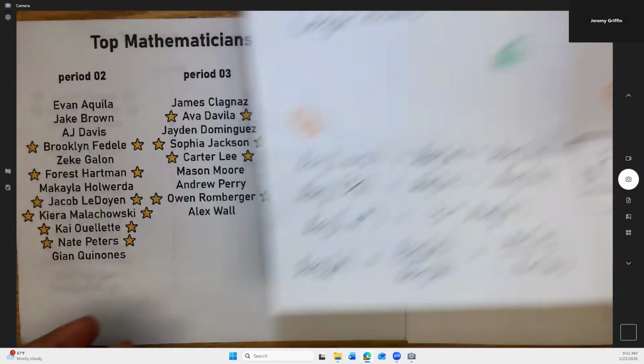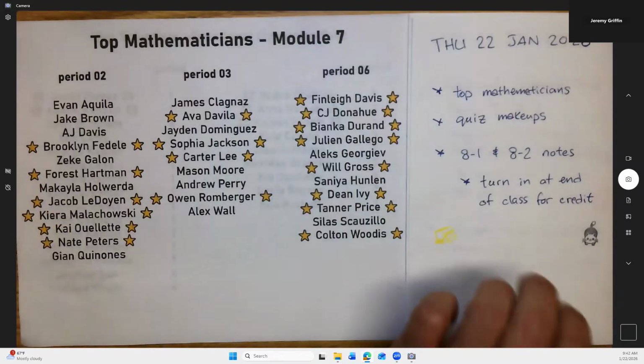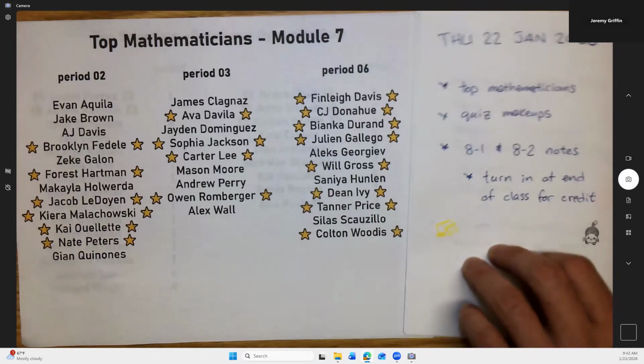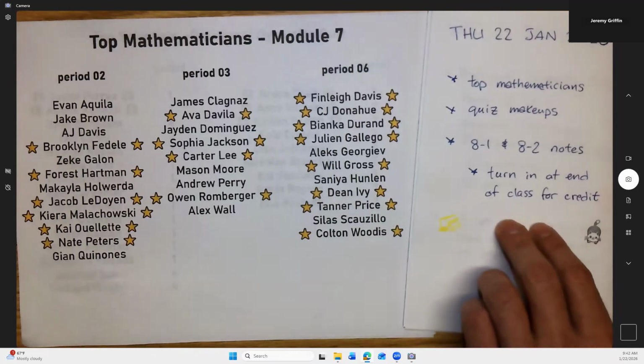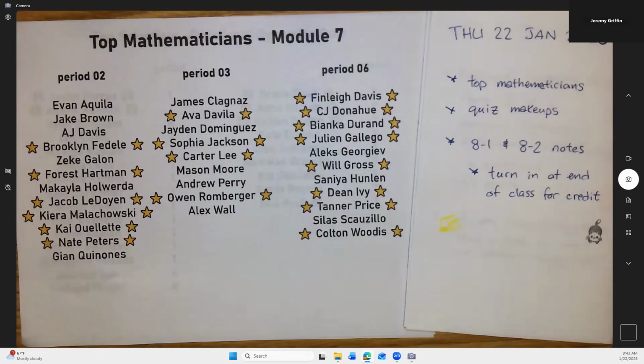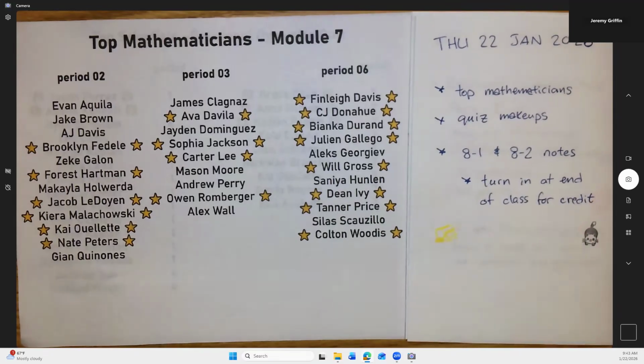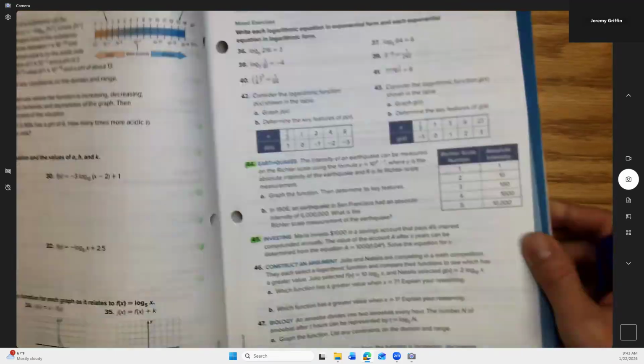I took you briefly through some examples, but what we're going to do today is go through the book. I'm going to solve a bunch of these with you guys. You guys take notes today, and then I'll have you turn your notes in at the end of class, and I'll give you some class points. Yay! Love those. Notes and points.